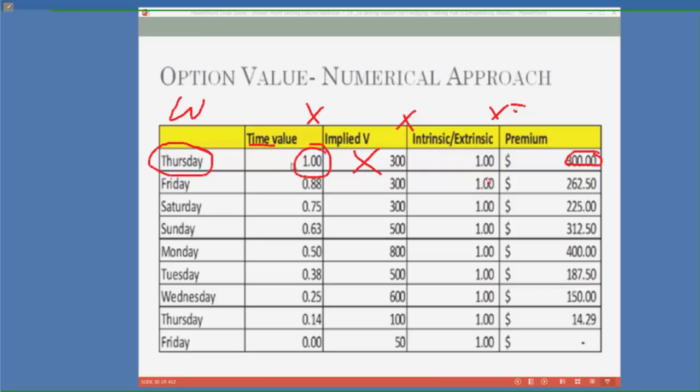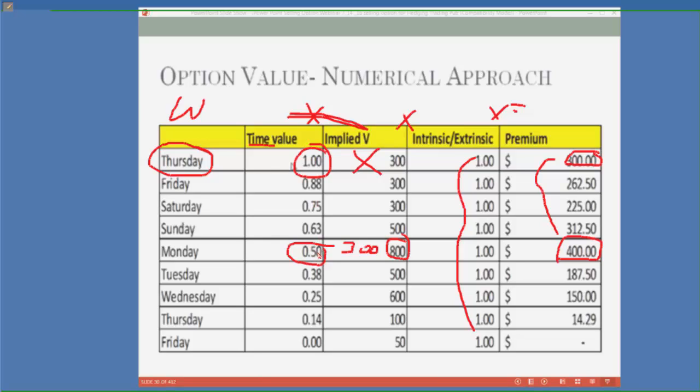Now, when you look at Monday, you can see time value is cut in half. And even if you increase the implied volatility in this example to 800, you can see that your premium only goes up to 400. So it really didn't move that much more from 300 to 400. Now, let's say your implied volatility, though, is only 300. And now half that time value component's gone. So your premium of your option would be only $150. So you can see how these two work.